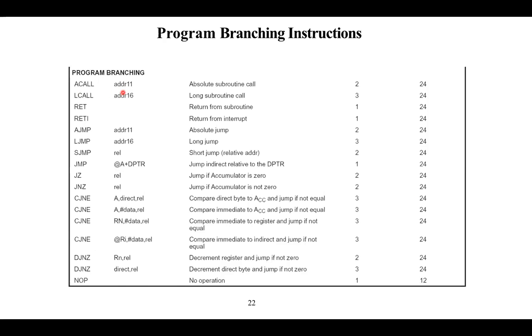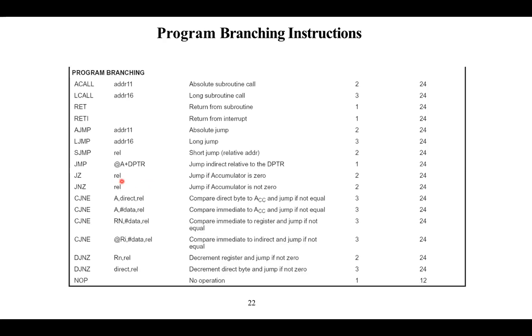ACALL addr11, absolute subroutine call. LCALL addr16, long subroutine call. RET, return from subroutine. RETI, return from interrupt. AJMP addr11, absolute jump. LJMP addr16, long jump. SJMP rel, short jump. JMP @A+DPTR, jump indirect relative to the DPTR.